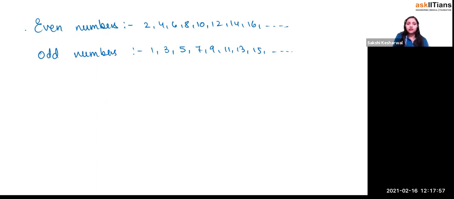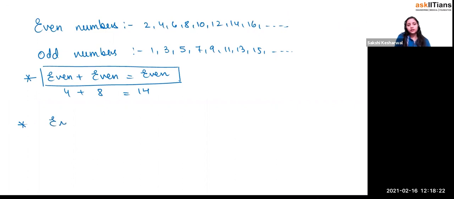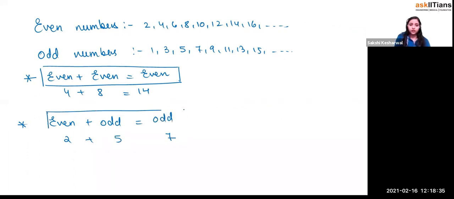So if these are the even numbers and these are the odd numbers, let's see a simple example. If you add even plus even, let's take an example, 4 plus 8. Your answer is what? 12. So even plus even is what, beta? Even, right? Now learn this: even plus odd, or odd plus even, whatever you say in vice versa form. Take an example, 2 plus 5 equals what, beta? 7. So even plus odd is what, beta? Odd, right?